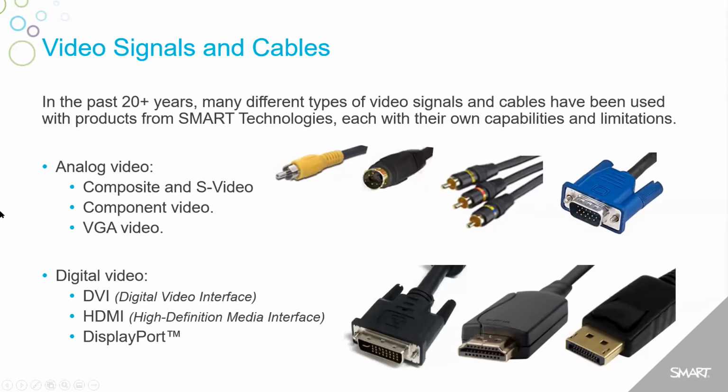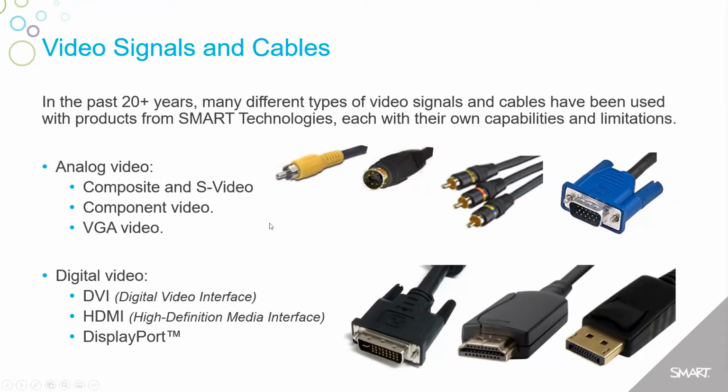Throughout history, there have been many different video signals used with smart equipment. In the past 20 or so years, we've seen analog video such as composite, S-video, component video, and VGA, mostly associated with the older front projection whiteboards and projectors. And we also have digital video, DVI, HDMI, and DisplayPort, which are associated with common interactive flat panel displays.